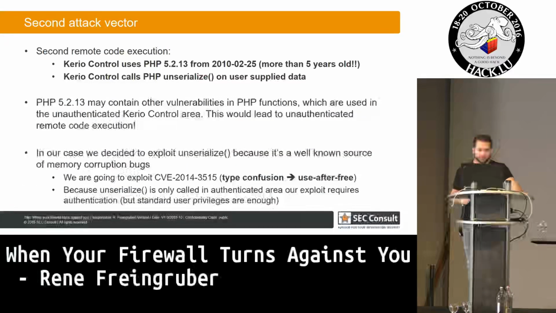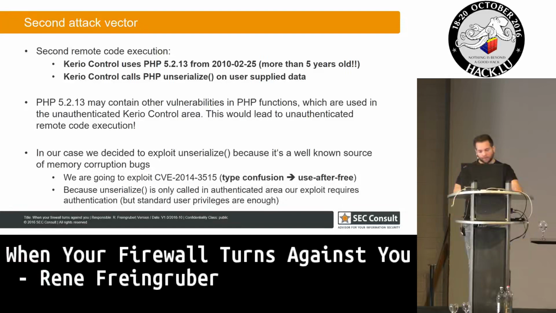Another thing is that they are using PHP which is five years old, PHP 5.2.13. So we went to Google and searched for some publicly known vulnerabilities in it, and we identified that unserialize has a publicly known memory corruption. In this case, this is a type confusion attack. We're mixing up objects with double values, and this leads to a use-after-free condition because we can free the object but still have a reference on it. Then we can again gain code execution with this. And we wrote an exploit for this.